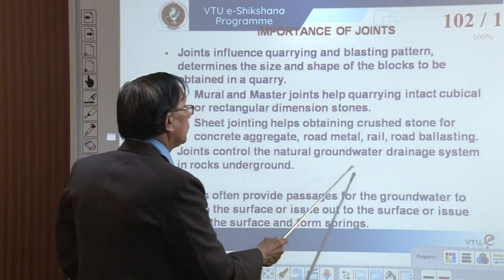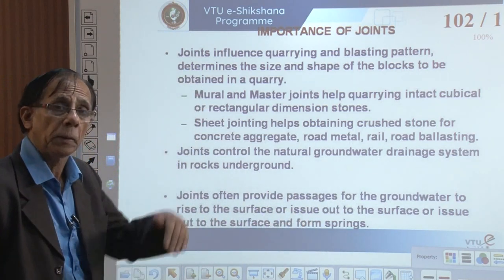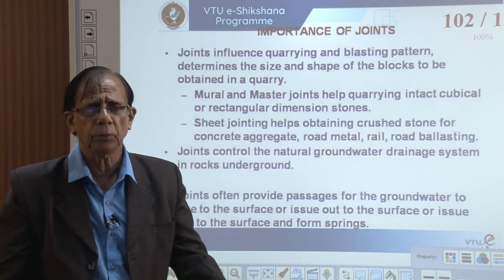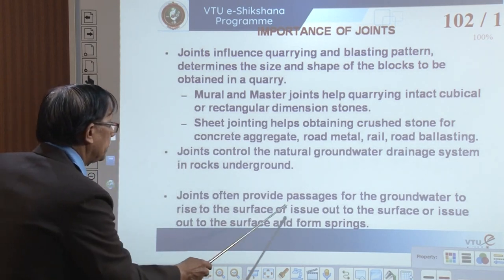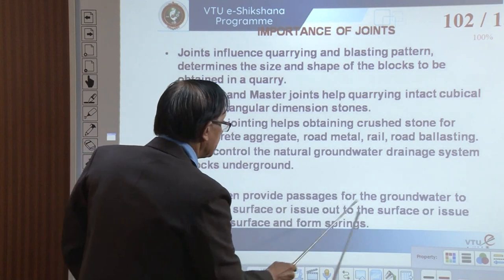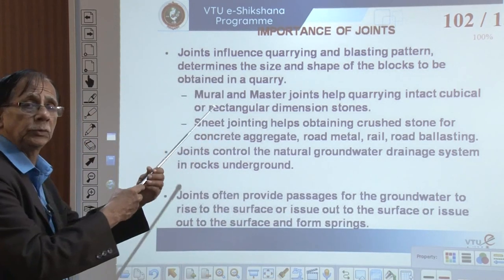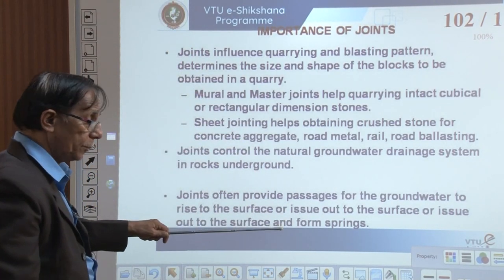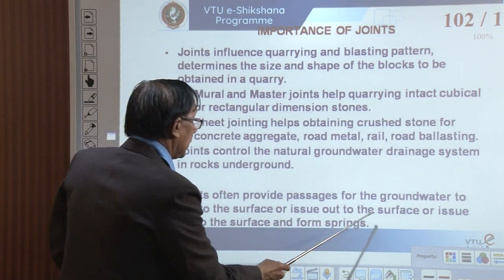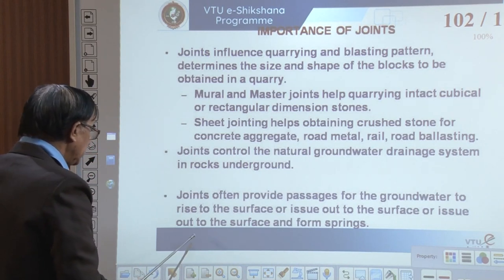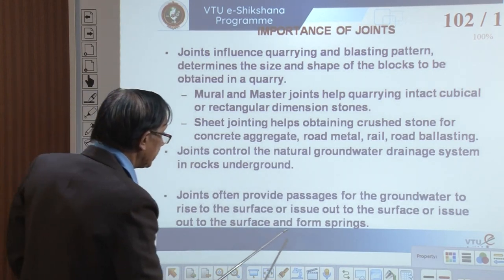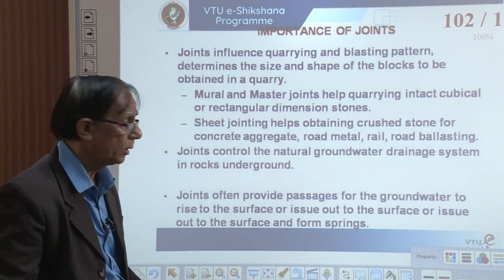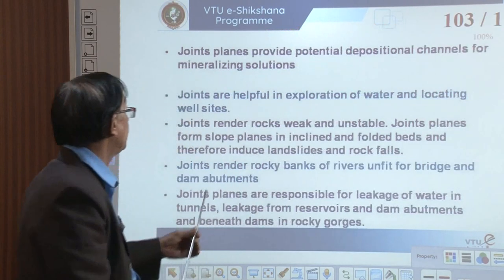Joints control the natural groundwater drainage system in rocks underground. With the presence of joints, water can percolate and get recharged into the ground. Advantages. Joints often provide a passage for groundwater to rise also. It is not just percolation. Along them, the water table may rise from depth and issue out to the surface and form springs. Thus, joints may have some favorable effects.